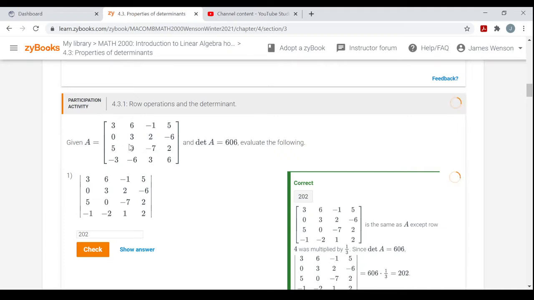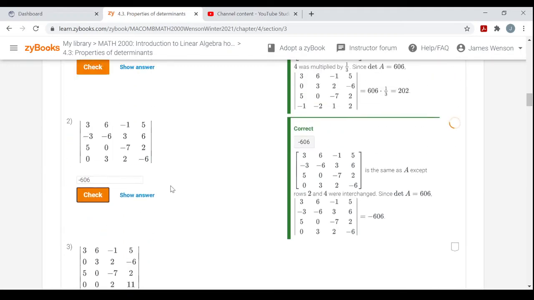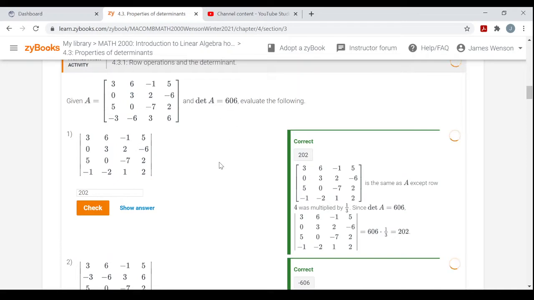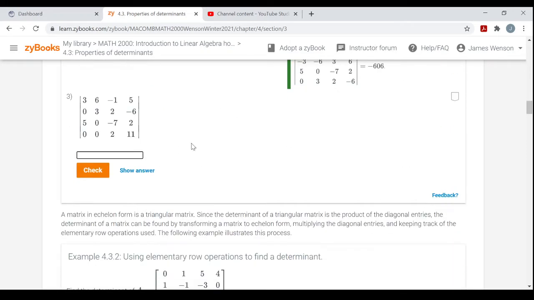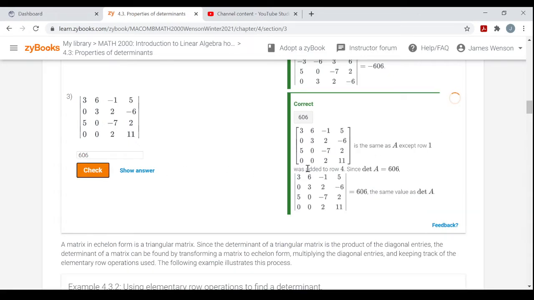So that was the operation of taking a multiple of row 1, so just 1 times row 1, and adding it to row 4. Remember that when you take a multiple of one row and add it to another row to create a new matrix, it doesn't change the determinant. So that last one there would have exactly the same determinant as the original of 606. And again, you see row 1 was added to row 4.